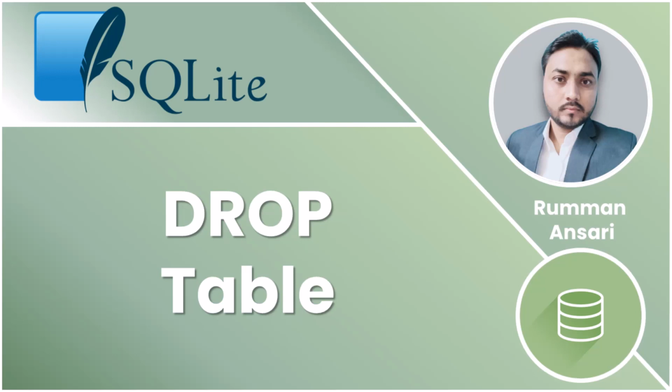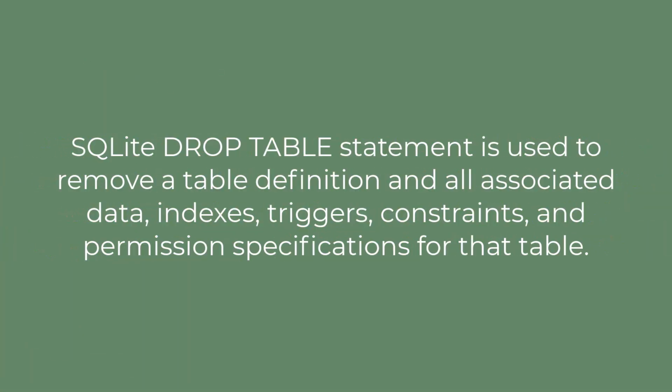So for example, if you have created a table and you want to delete, drop or remove that particular table, then in SQLite there is a drop table statement. In SQLite, the drop table statement is used to remove a table definition and all associated data. All associated data means index, trigger, constraints and the permission specification for that table.